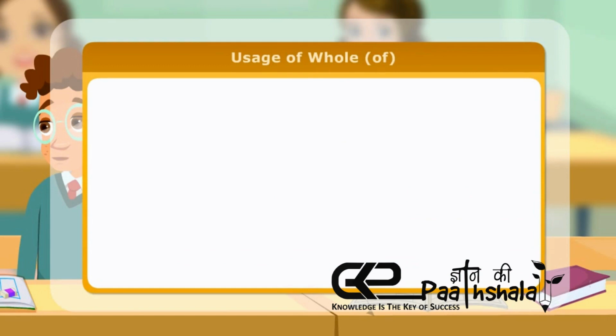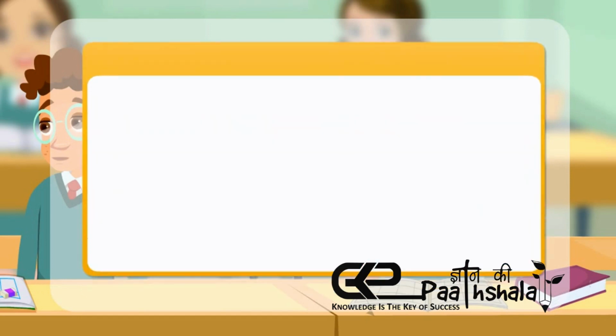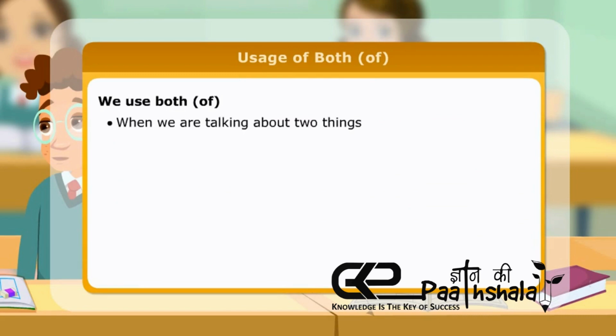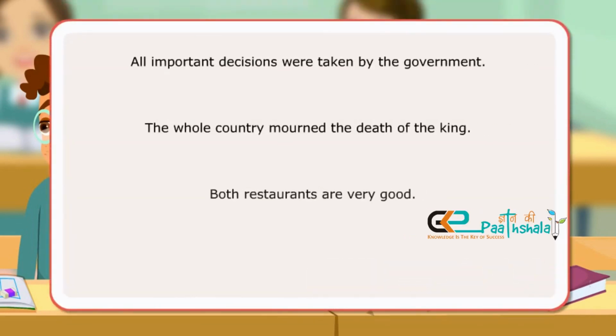Usage of whole of. We use whole of most often with singular countable nouns. Before place names, we most often use the whole of. Usage of both of. We use both of when we are talking about two things. Note, we don't usually use negative sentences with both of. Let us look at a few examples.